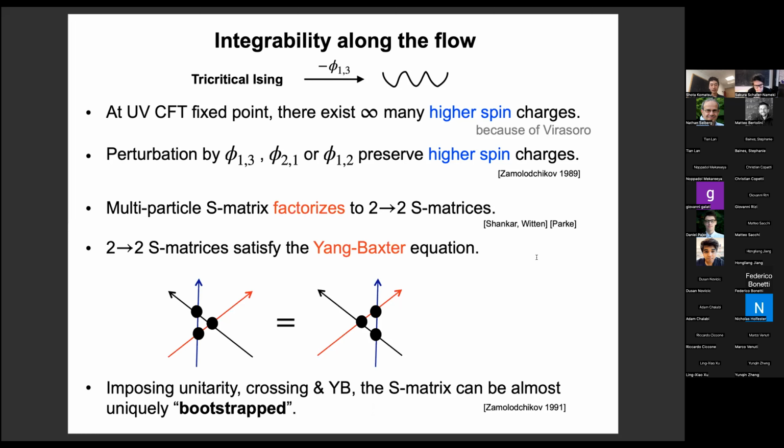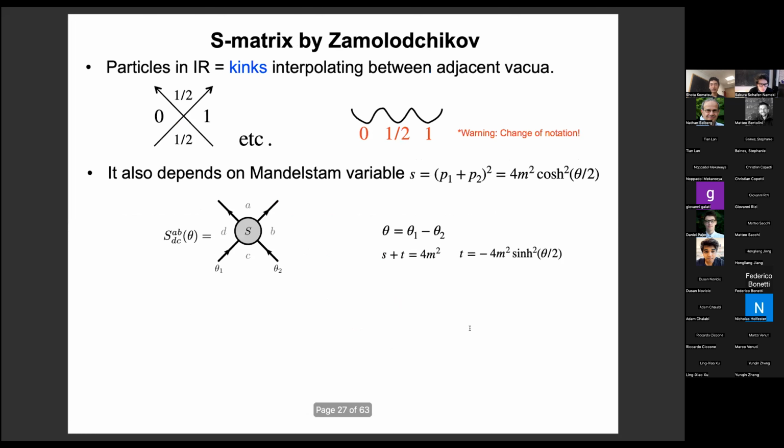And furthermore, Zamolodchikov used unitarity, crossing and this Yang-Baxter equation as an input and determined the exact form of the S matrix almost uniquely, just by imposing the consistency conditions. So now let me give you more detail about the S matrix determined by Zamolodchikov. In order to determine the S matrix, I first need to talk about the particles that we are scattering.